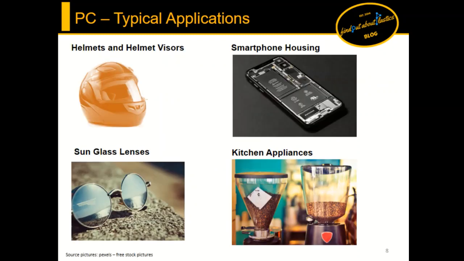So, typical polycarbonate applications. On this slide you can find some main polycarbonate applications like helmets and helmet visors, smartphone housings, sunglass lenses and kitchen appliances.